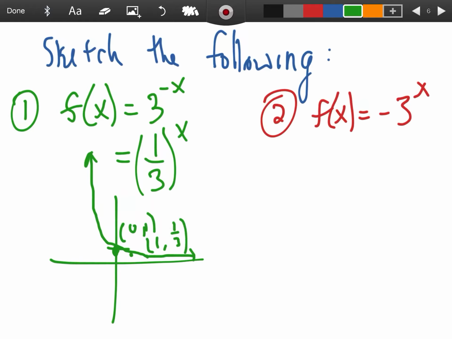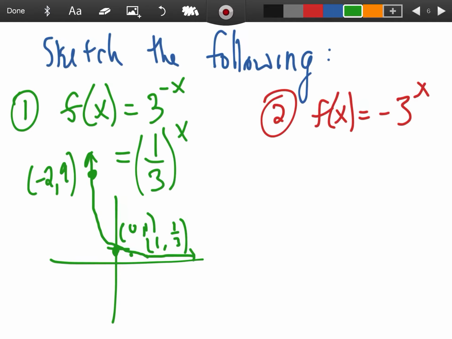What other values could we get on the left side of the y-axis? Well, what would happen if I plugged in -2? 1/3 to the -2 is the same thing as 3 squared. So I would have the point -2, 9. All right, so that would be my graph of 3 to the negative x.